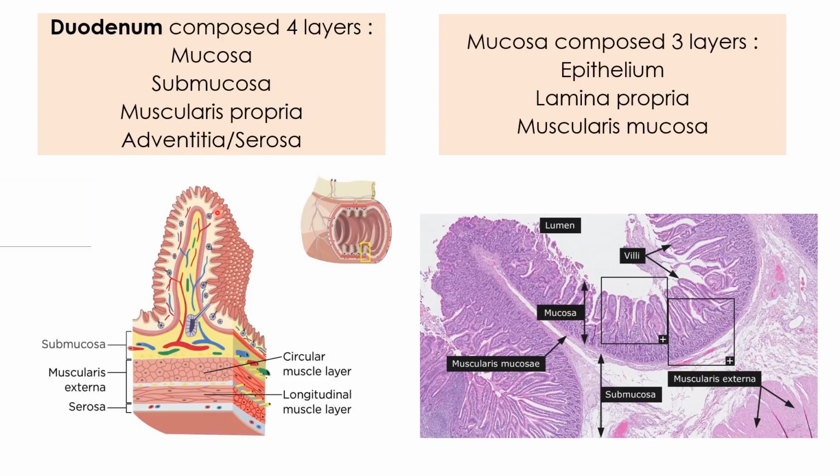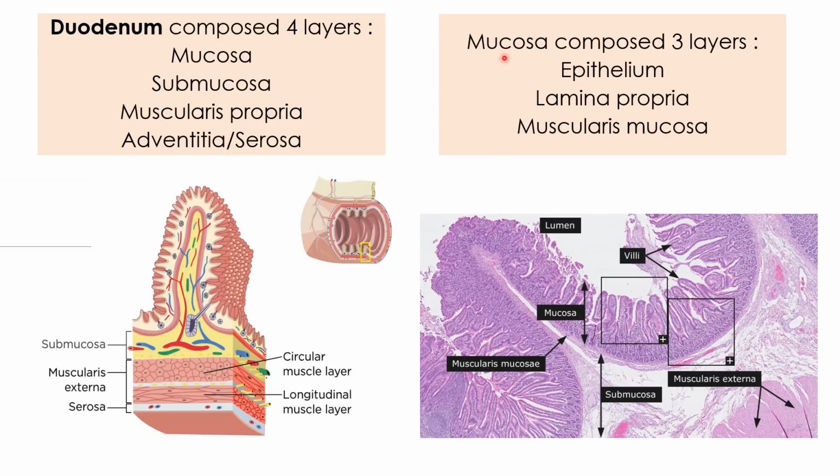If you can see the duodenum, I did mention it is composed of 4 layers. The mucosa layer, the one with pinkish color here, and then you have the submucosa layer, then the muscularis propria layer, and then the serosa or adventitia layer. So the duodenum is composed of 4 layers. But the one we want to focus on is only the mucosa part, the epithelium part.